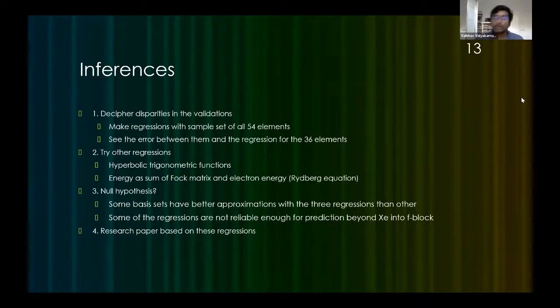In terms of approximation, a lot of them were good for the first 54 elements, I'm sorry. But for prediction purposes, we have at this point come to the conclusion that none of the models we tried out are suitable enough, because of very low R² values for approximations and for extrapolation of the regression to other elements beyond xenon, so the lanthanides and the actinides and all of those.